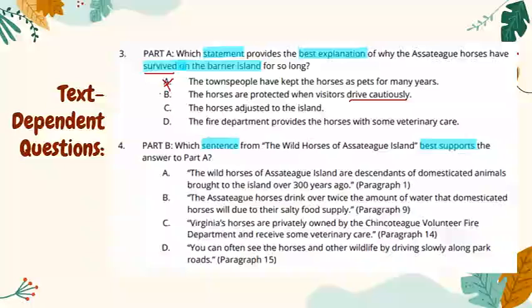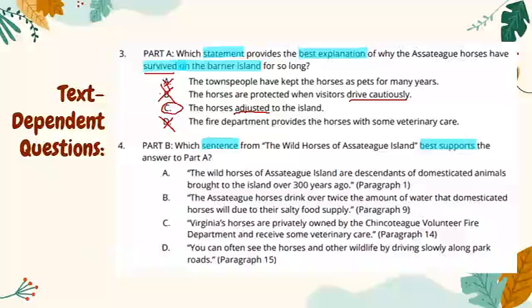C, the horses adjusted to the island. Adjusted meaning adapted. That could definitely be it. And D, the fire department provides the horses with some veterinary care. I don't think that's the reason they've survived for 300 years. I think the answer here is definitely C. They've adjusted and adapted to the islands. And even though obviously it helps when people drive cautiously, I don't think that's why they've made it so long.